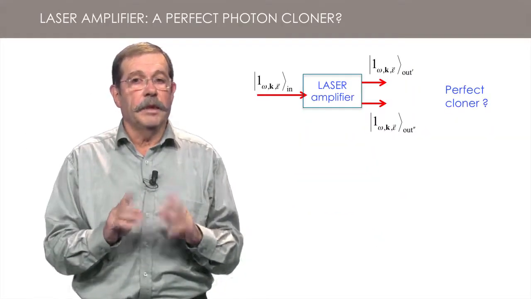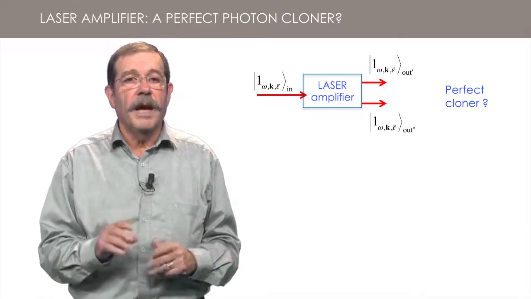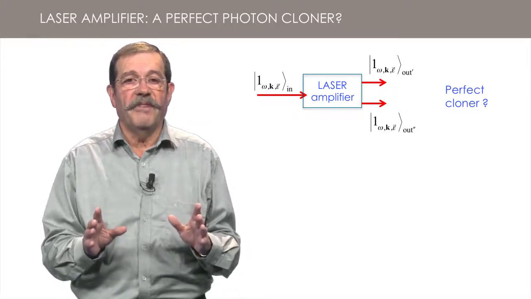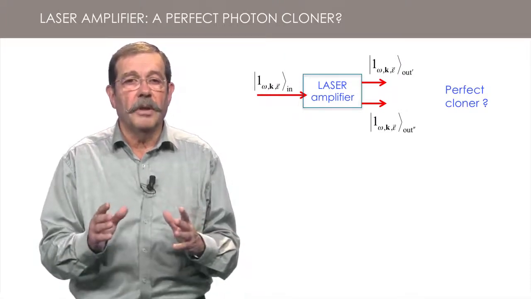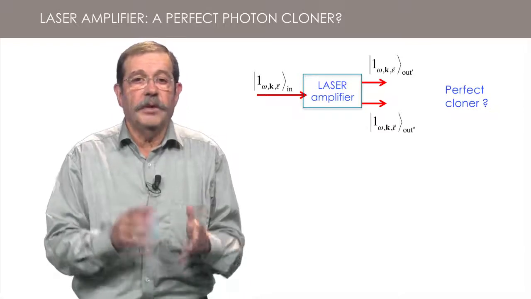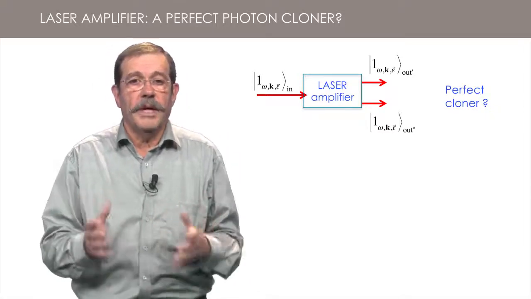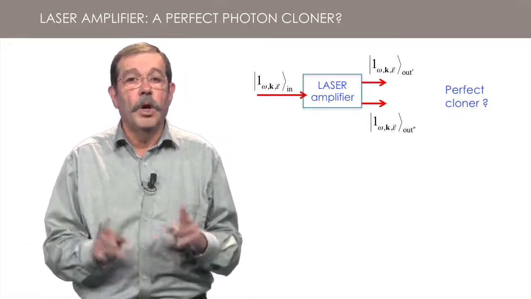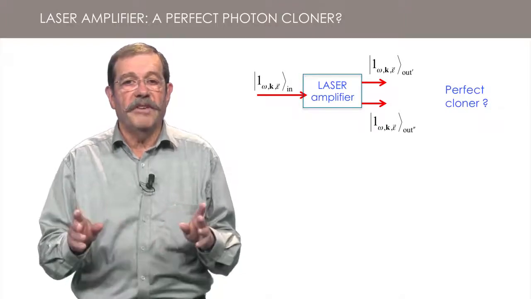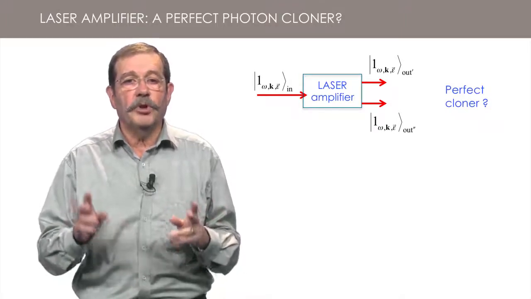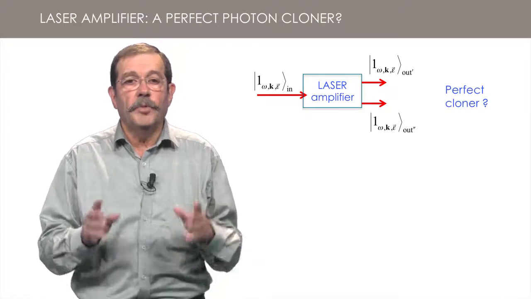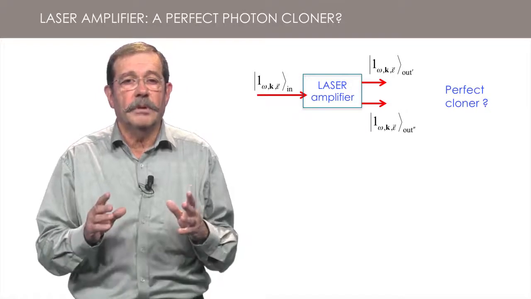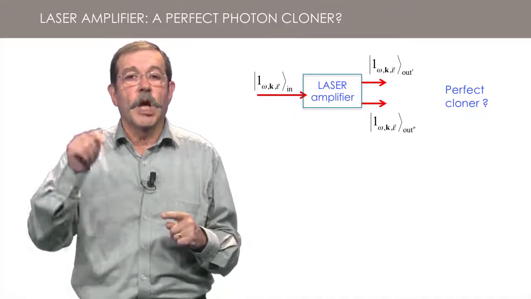It is tempting to consider a laser amplifier as a photon cloner. I am sure you heard that a laser amplifier makes copies of an input photon and delivers photons identical to the initial one, that is to say, with the same frequency, direction, and polarization. Could we use such a laser amplifier to realize a perfect photon cloner, that is to say, to produce perfect copies for any polarization epsilon at the input? The answer is no.